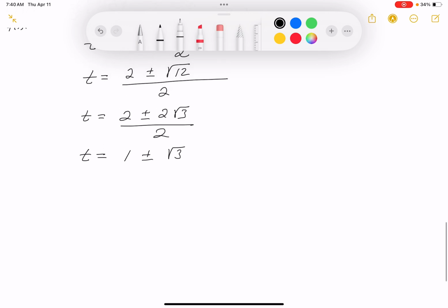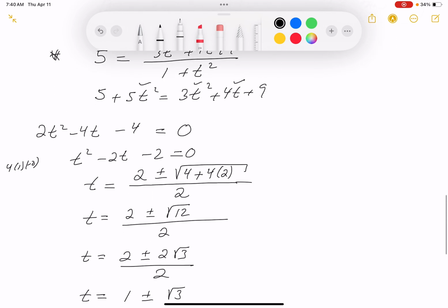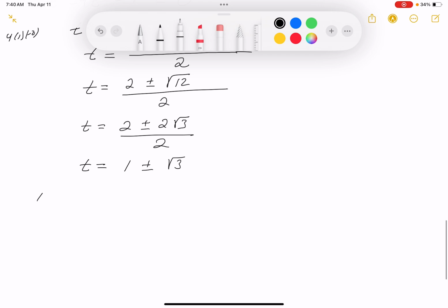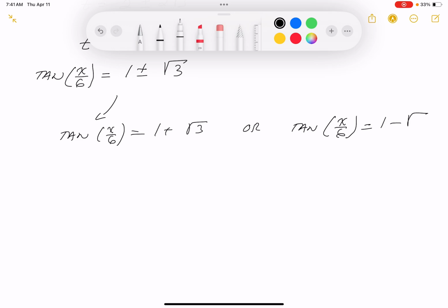Now here's the thinking part. I need x, and I know that t is tangent of x over 6, and this is equal to 1 plus or minus the root of 3. The way I'm going to think about this is I got two different problems over here. I got the tangent of x over 6 equals 1 plus root 3. The other one I got is an OR problem: the tangent of x over 6 equals 1 minus the root of 3.